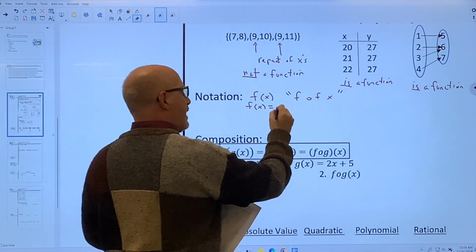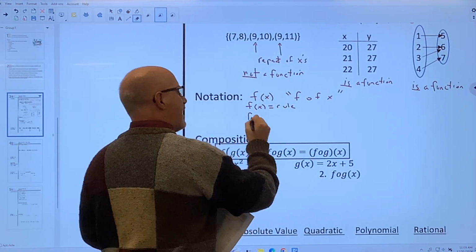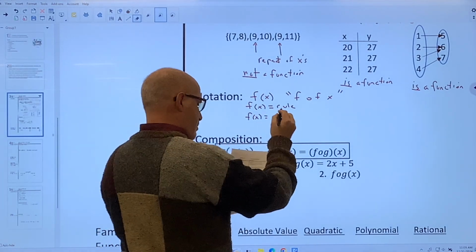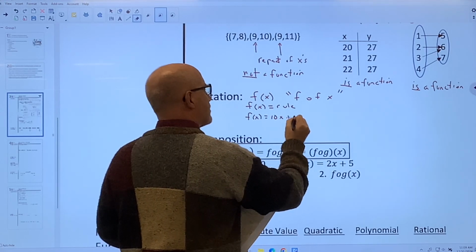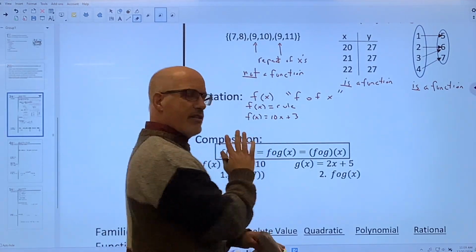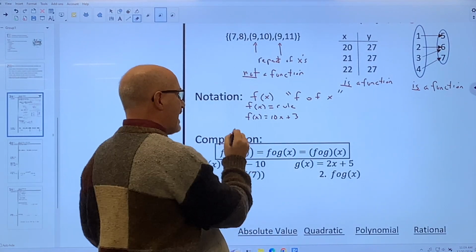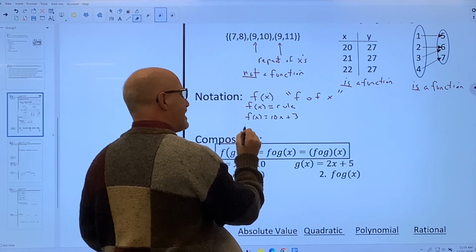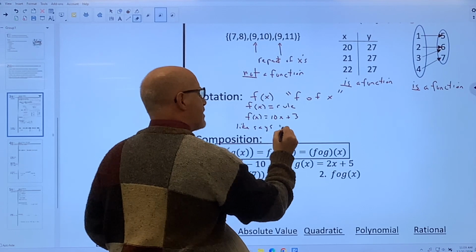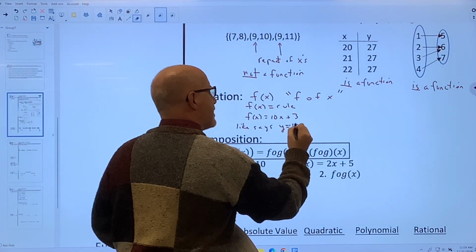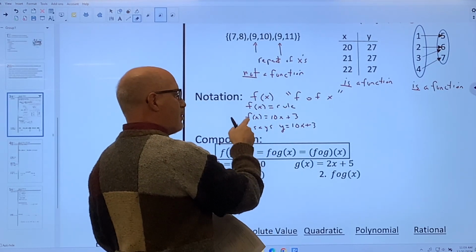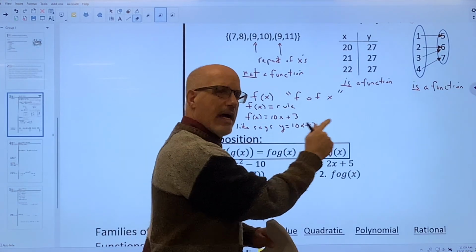The rule could be, as an example, if we had F of X equal to 10x plus 3. By the way, if you read this, it's just like saying y equals 10x plus 3. So if we think of x's and y's, it's the same thing when we have f of x equals, it's like saying y equals.